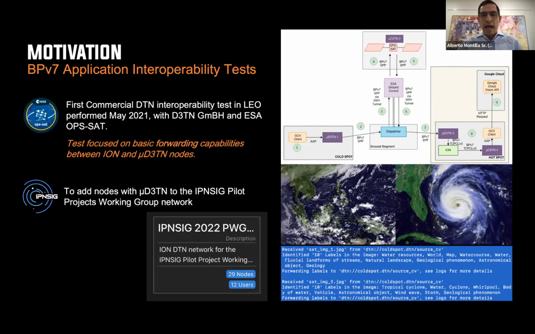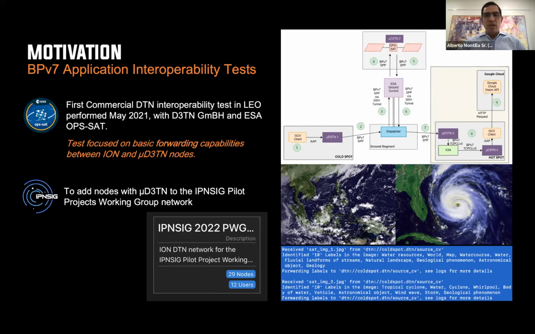What that means is that the ION node that we were providing was sitting between two micro DTN nodes or many micro DTN nodes, but the applications were always interfacing micro DTN nodes. At that time, due to the time to perform the experiment, we couldn't test end-to-end application interoperability between ION on one end and micro DTN on another end.